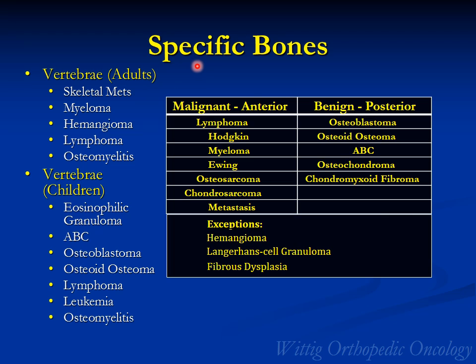And this is going over the vertebrae in adults. Vertebral lesions in adults, this is the differential: skeletal mets, myeloma, hemangioma, lymphoma, and osteomyelitis. And in children: eosinophilic granuloma, aneurysmal bone cysts, osteoblastoma, osteoid osteoma, lymphoma, leukemia, and osteomyelitis. Of note, we didn't mention this previously, but an osteochondroma can affect the posterior elements of the spine.